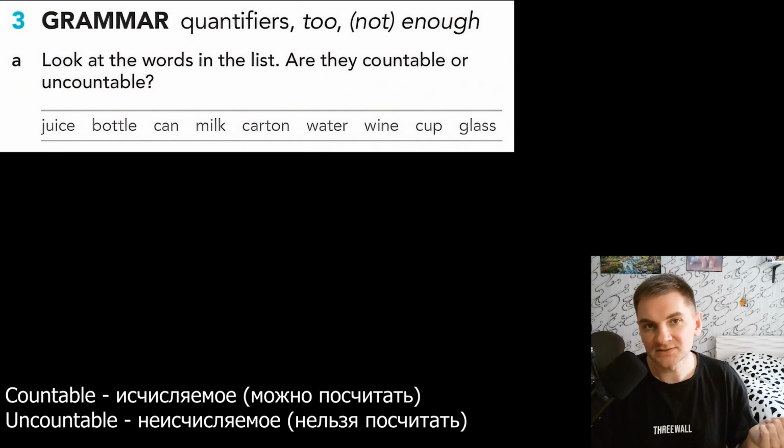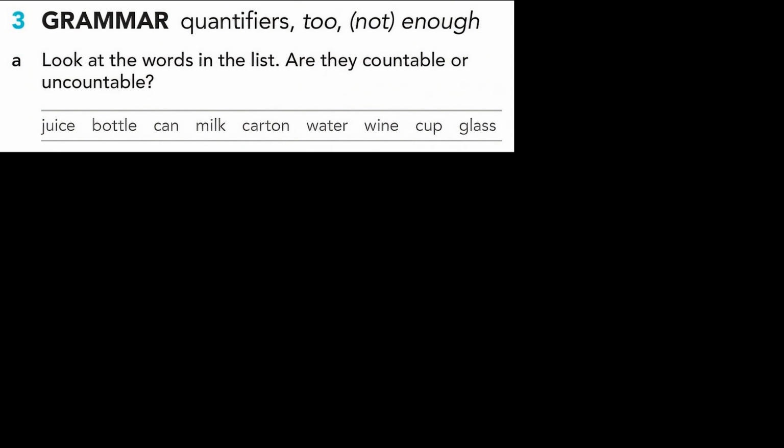Remember that countable nouns are nouns that we can count. An apple, one apple, 2 apples, 3 apples, 4 apples, and so on. A countable noun. Uncountable nouns, we can't count them, so we don't use articles a or an, like information, coffee, tea, and so on. Now check yourself how many words you can identify here.